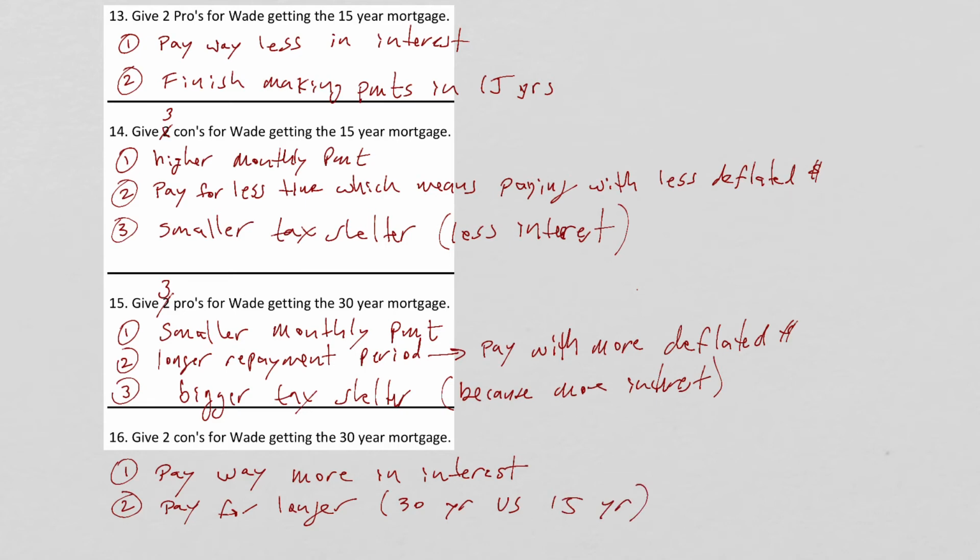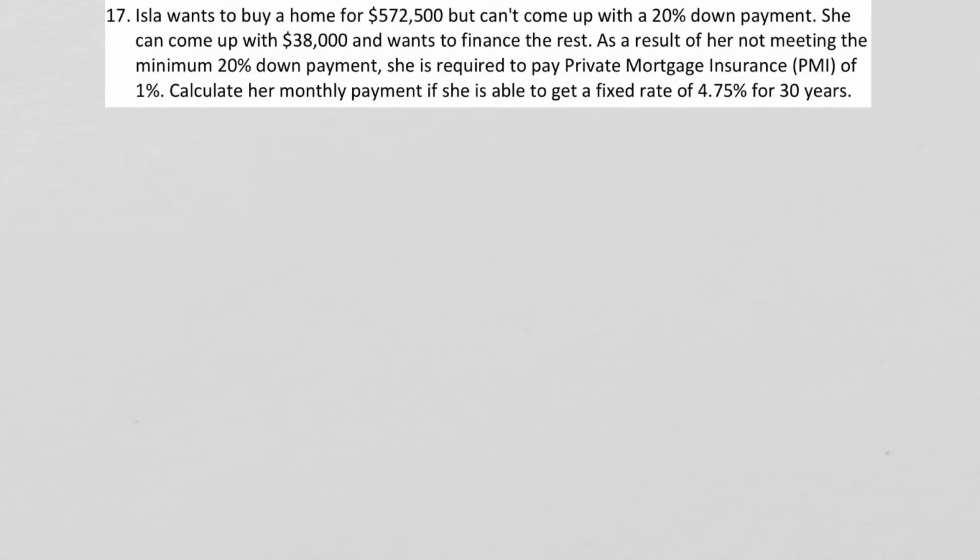Okay, in the first problem, we talked about putting the minimum down payment in order to avoid mortgage insurance, private mortgage insurance. Here's a problem where this is Isla. She's going to try to buy a home for $572,000, but she can only come up with $3,800 in the form of a down payment, and that's not 20%. So she's not meeting that 20% requirement, and she's going to be required to put on mortgage insurance. We'll talk in class why that mortgage insurance exists. But here's how you do it.